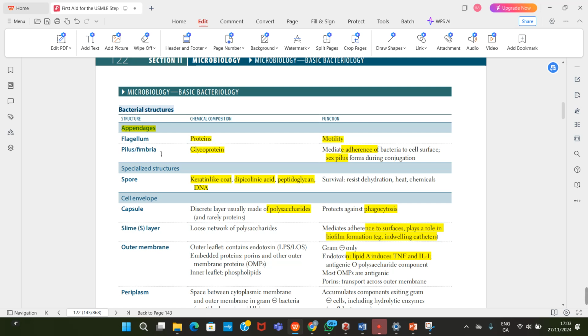The fimbriae is a little bit different from the pilus in the sense that the fimbriae is important in maintaining adherence of the bacteria to the cell surface. So if the bacteria wants to attach to the surface of a cell, they use the fimbriae. While the pilus is involved in what we call conjugation, which we are going to talk about shortly.